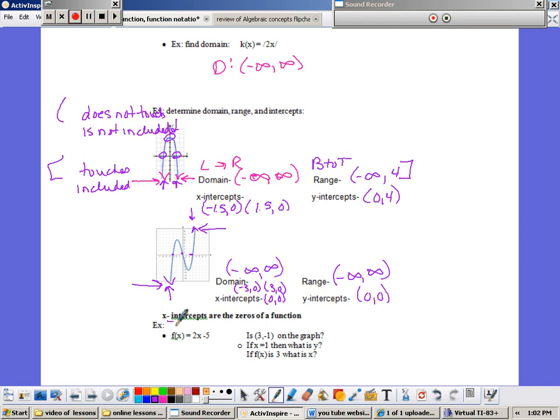X-intercepts are called zeros of your functions. So when we start talking about zeros, we're actually looking for our x-intercepts when we get there.